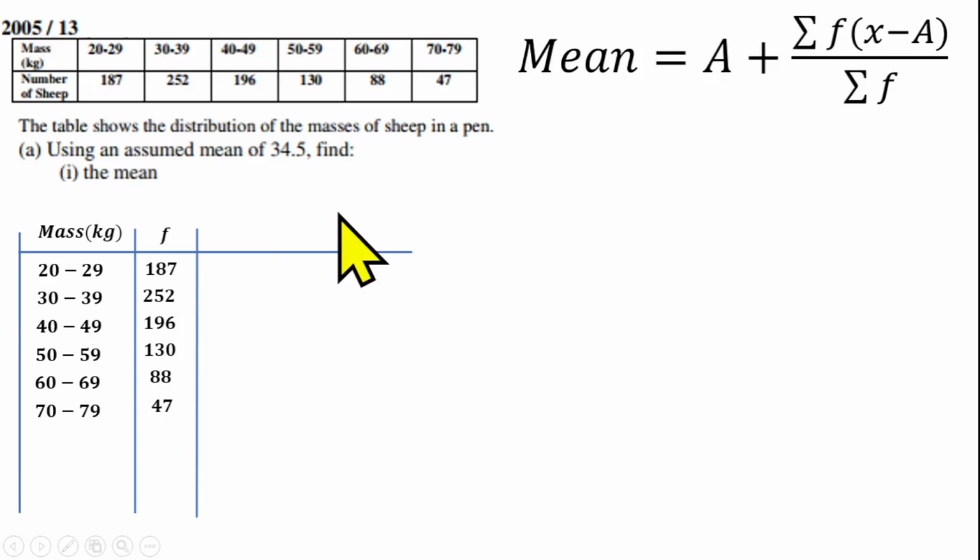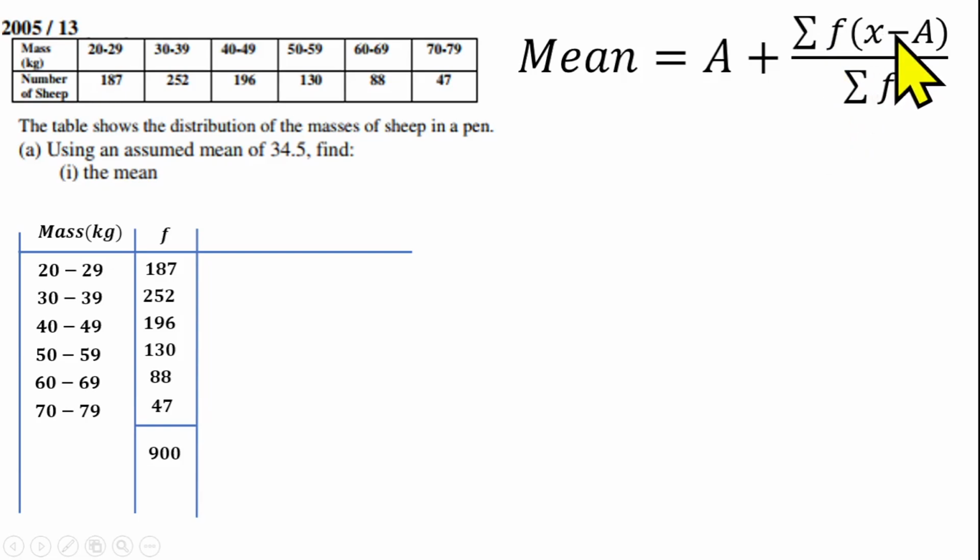In case they ask you to assume a particular mean to use now, and you are not given any mean to use. But in this case, they have given us an assumed mean, which is 34.5. So what do we do? Of course, summation f here, you need to sum your f together. If you do that, that gives us 900. Then we need to compute. We already have our a, which is the assumed mean, 34.5. So we need to compute our f multiplied by x minus a.